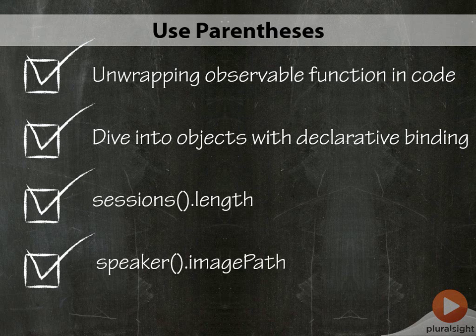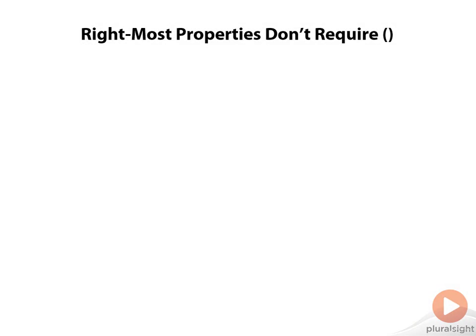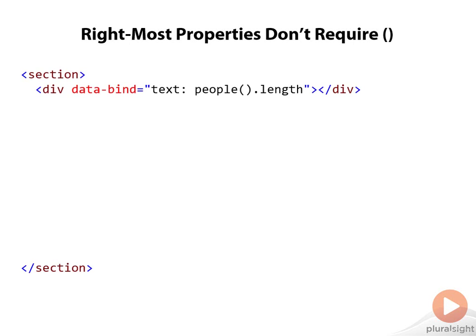You also want to use parentheses if you're diving into an observable object. So here we've got an observable speaker, and it's got a property of imagePath. So inside of our HTML, it's okay to leave off those parens on the far right of imagePath. Wait, what do you mean by that? Rightmost properties don't require parens in HTML. For example, let's take a look at this. Here we've got people.length. Here we have to have people with parens because that's an observable array. It's not the rightmost property, length is. So in that case, we need to reference it with the parens.